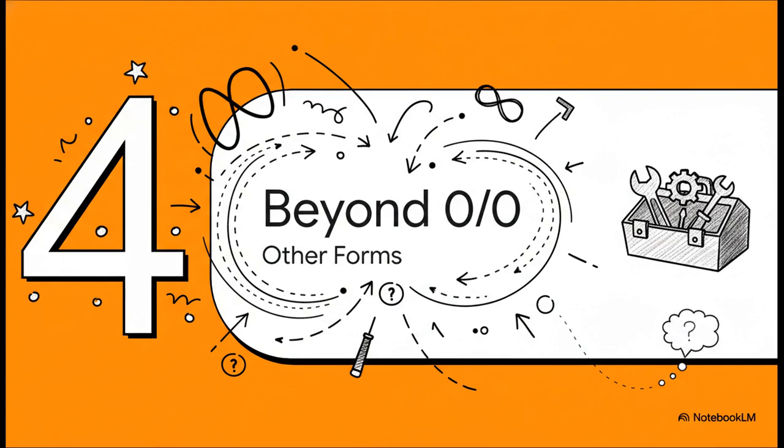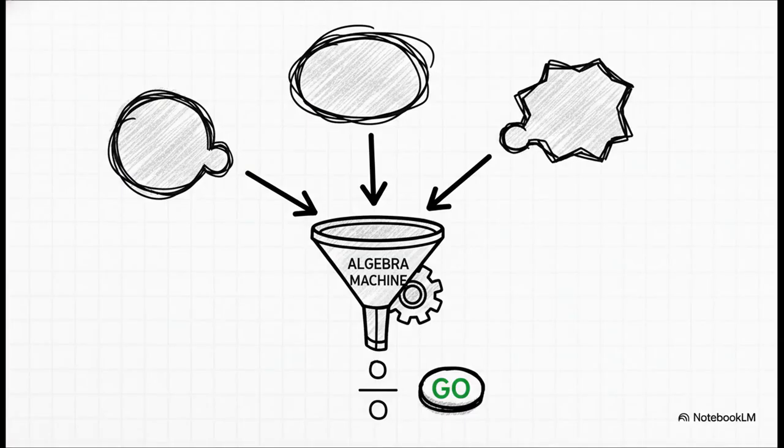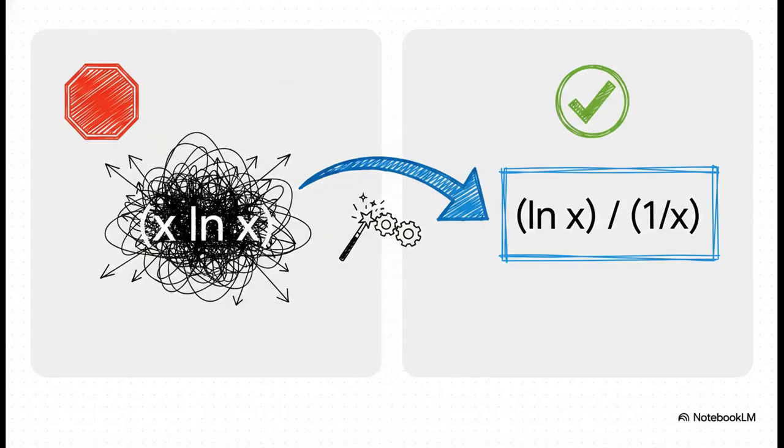Now, you might be thinking this is just a one-trick pony for 0 over 0 problems, but this tool, it's way more versatile than it looks. It turns out L'Hôpital's Rule can also handle all these other indeterminate forms, like infinity over infinity, or even these really unusual ones. The key is to use a little bit of clever algebra to rearrange them into that 0 over 0 or infinity over infinity fraction that we know how to work with. Let me show you how.